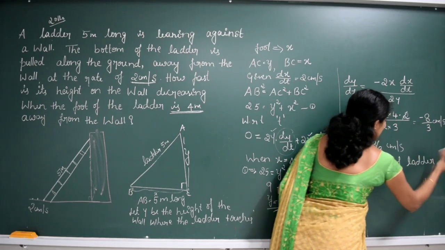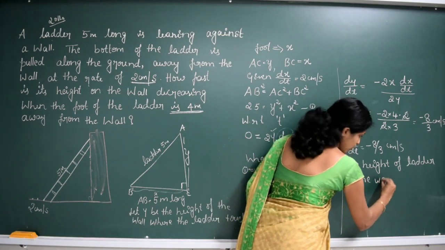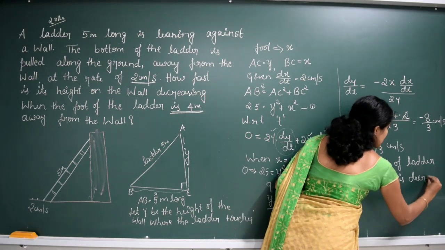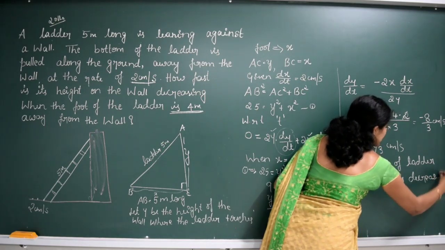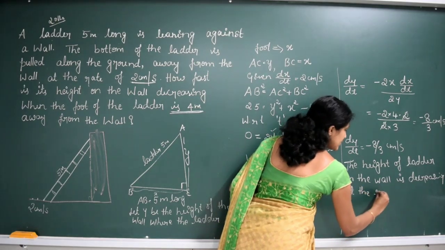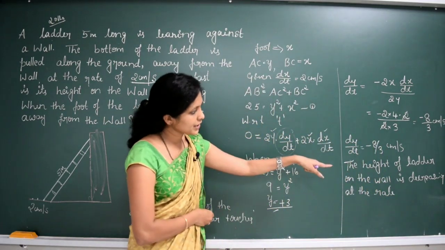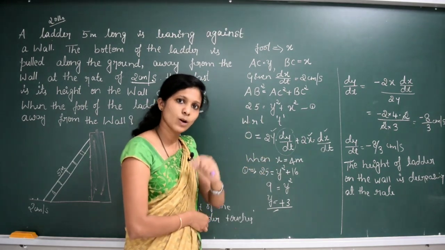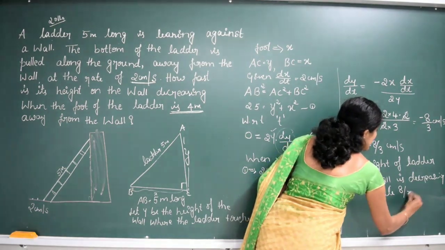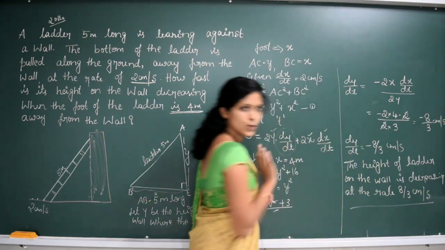The height of the ladder on the wall is decreasing at the rate of... again, don't take the negative sign, okay? You have already written that it is decreasing. Decreasing means obviously it will be negative, at the rate of 8 by 3 centimeter per second. Is it clear? This should be the final answer.